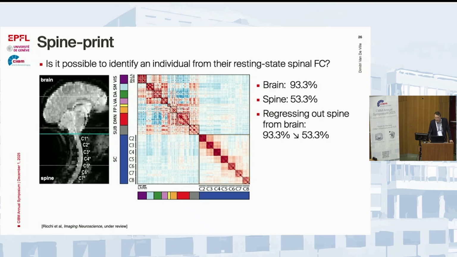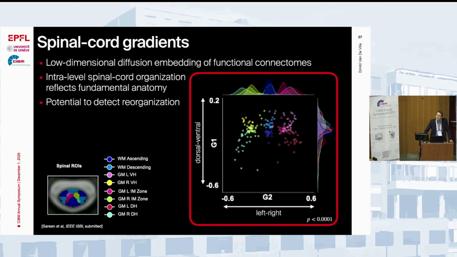And then you can do interesting games because you could say, okay, what happens now if we regress out from the brain the spine activity? And you see that there too, the accuracy drops from 90% to about 50%. So there is, in other words, a lot of activity in the spine that is meaningful to identify somebody from their brain activity. And vice versa, if you regress out the brain activity from the spine, you also get a huge drop, which is probably of no surprise. But still, it shows that there is a large degree of interaction and communication.